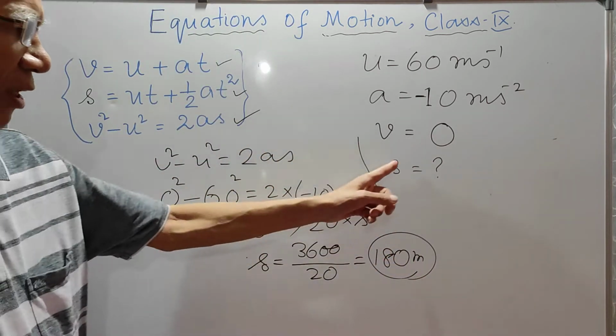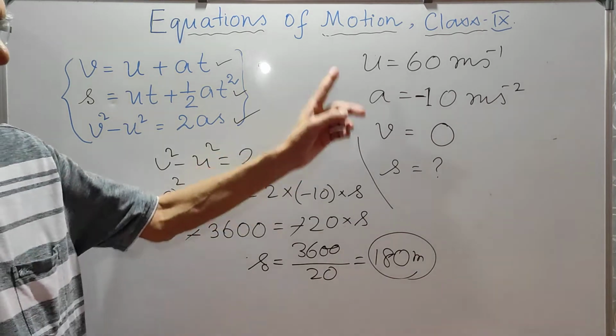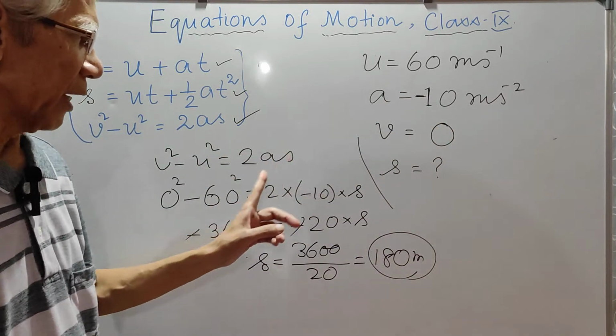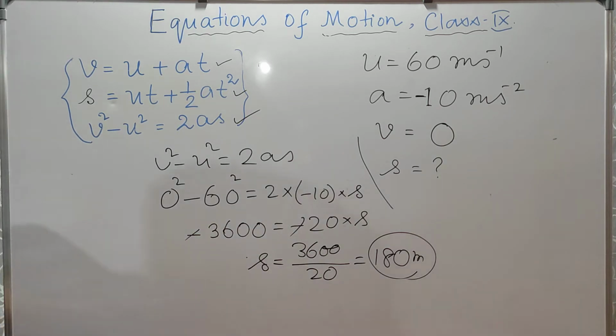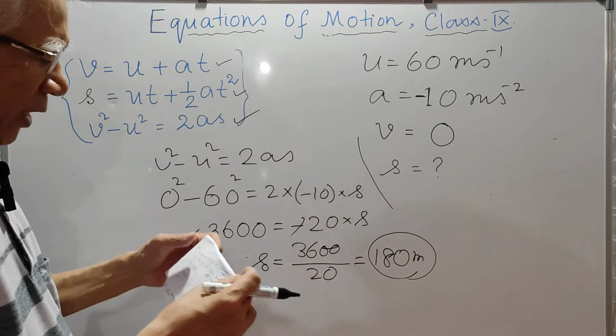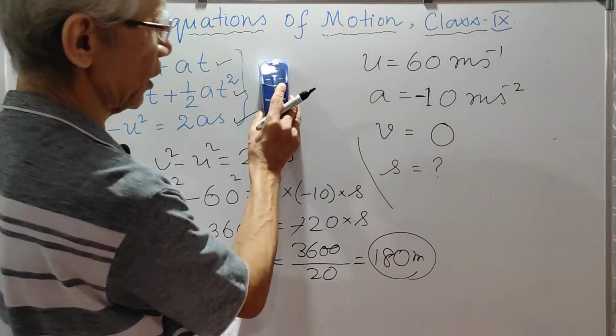So what is the distance covered? 180 meter. So you see, this is the way. And note this point here, that acceleration is negative, so we put the negative, minus 10. Alright. Then using this formula, let us see another sum, another question.